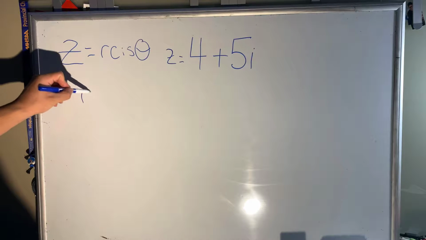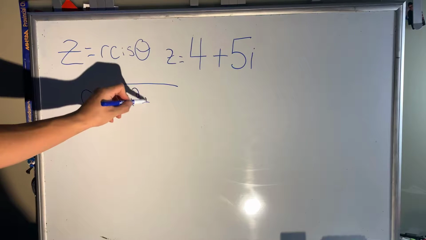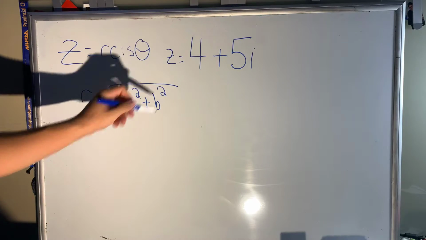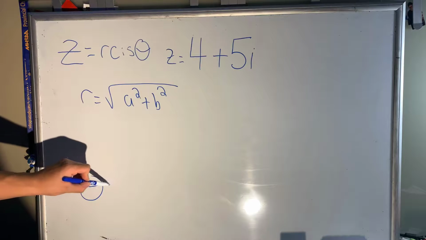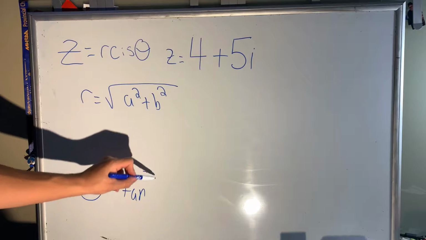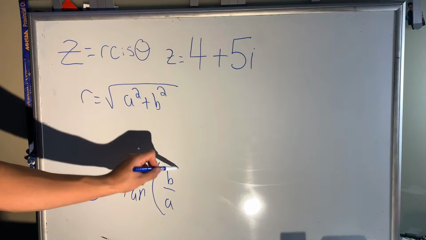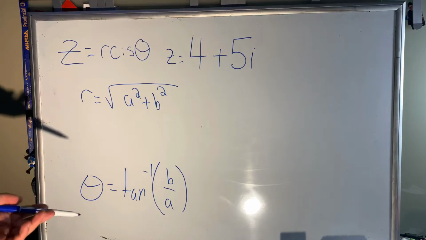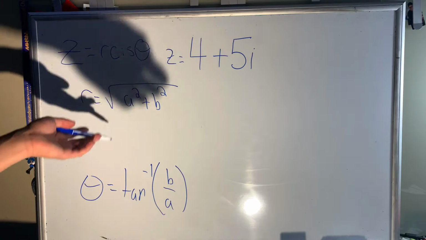I know that we can find r by doing the root of a squared plus b squared, and that we can find theta using inverse tan of b over a. This really isn't any different from the previous video when we were using x's and y's. We're literally just using a's and b's.